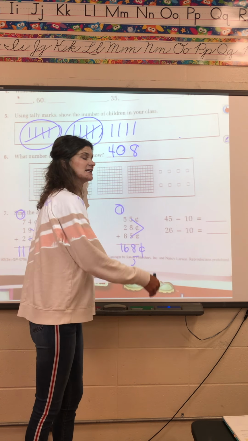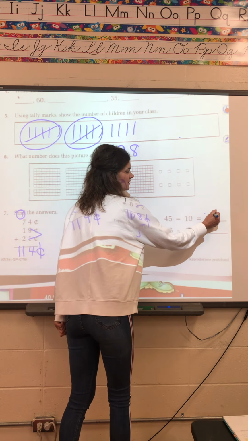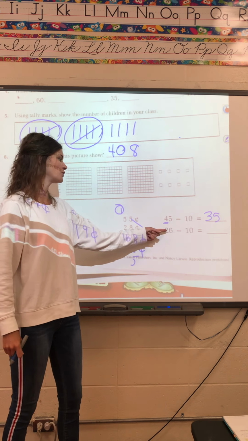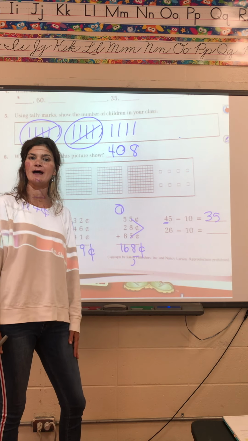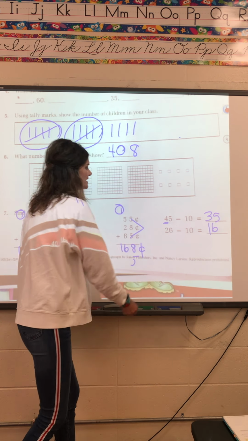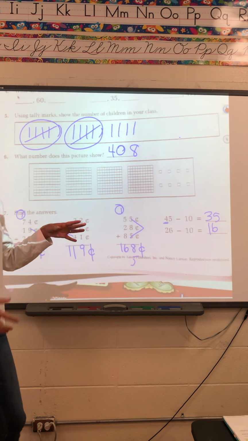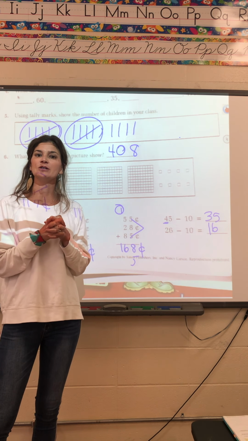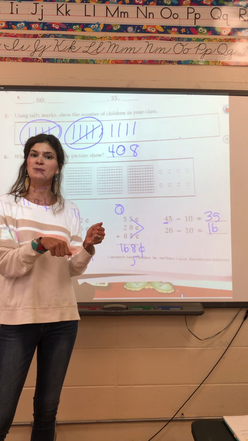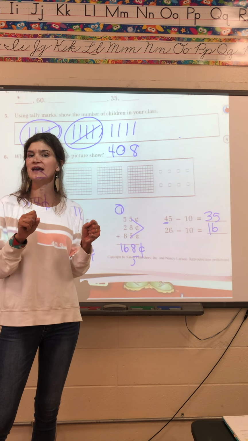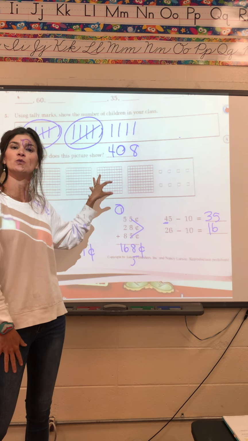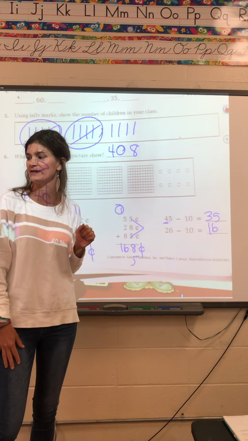45 minus 10 is what? 35. You take down your tens place 1. 26 minus 10 is what? 16. Okay, so this was a great review of skills that we've learned earlier in the year. I want you to do the next page, which is typically the homework page. And if you have a question about it, flip back. It's going to look very similar to the way that we've done these.